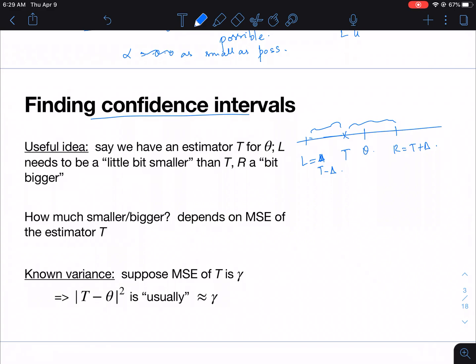Right. So if I know something about this estimator, then I might be able to say that, okay, I find this estimator, and that plus minus delta is a reasonable guess for a confidence interval, right? This was the kind of idea we were looking at, right? And so it's L, start with an estimator t, L needs to be a little bit smaller, R is a bit bigger than t. Okay, that's how I will choose it. How much bigger or smaller, right? So how to choose delta?